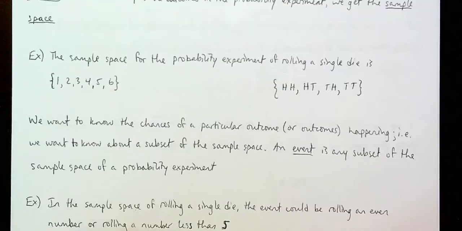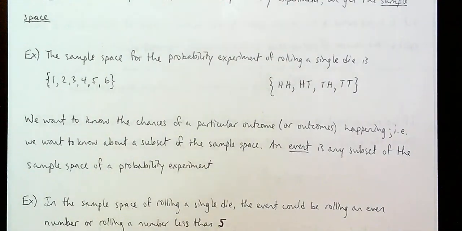And this particular outcome or these particular outcomes is what's known as an event in the world of probability and probability lingo. So an event is any subset of the sample space of a probability experiment.